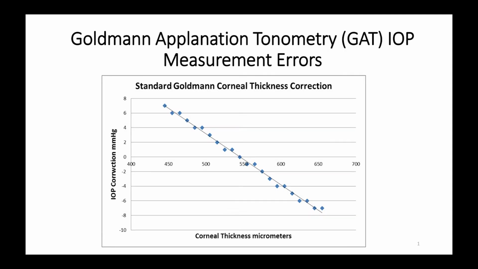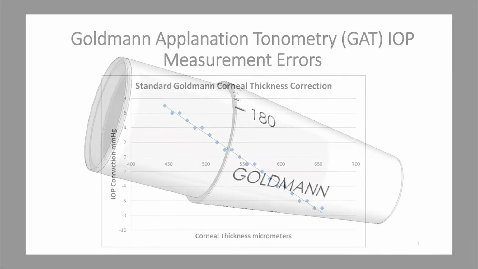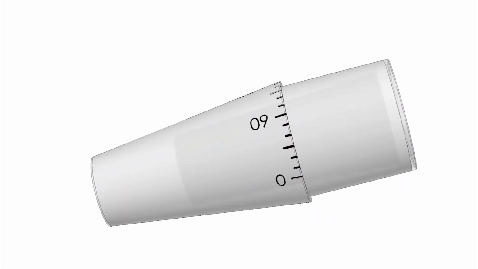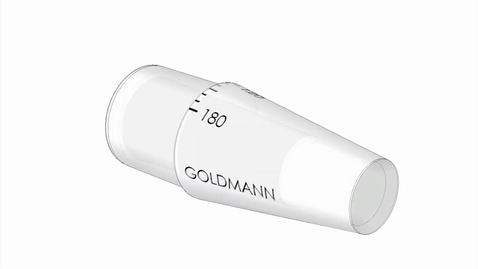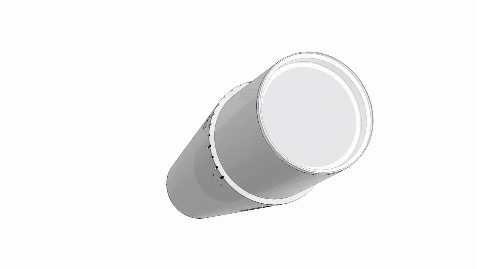It has been demonstrated even by Goldman himself 60 years ago that several IOP measurement errors are present. Those errors include corneal biomechanical errors of central corneal thickness, shown here, corneal rigidity, and corneal curvature. The correcting applanation tonometry surface, or CATS prism, differs from the standard Goldman prism primarily in the contact surface.